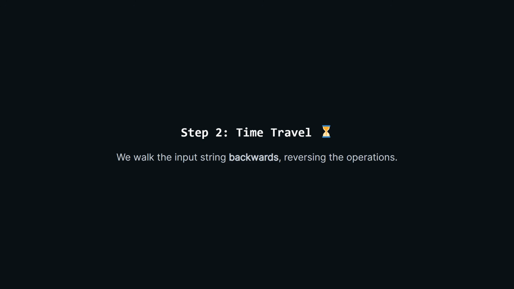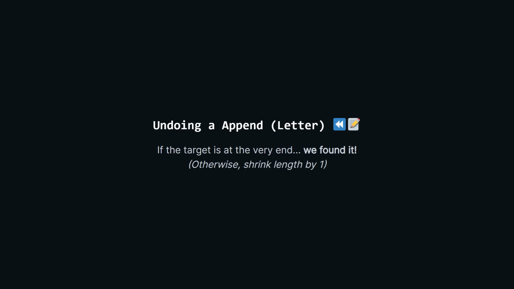Now for the magic. We are going to read the operations from right to left, essentially stepping backward through time to see where our target position originated from. Let's think about how to undo an append. If we are looking for the very last character, and the last operation was adding a letter, boom, that letter is our answer. If not, we just shrink our tracked length by 1, and keep going back.